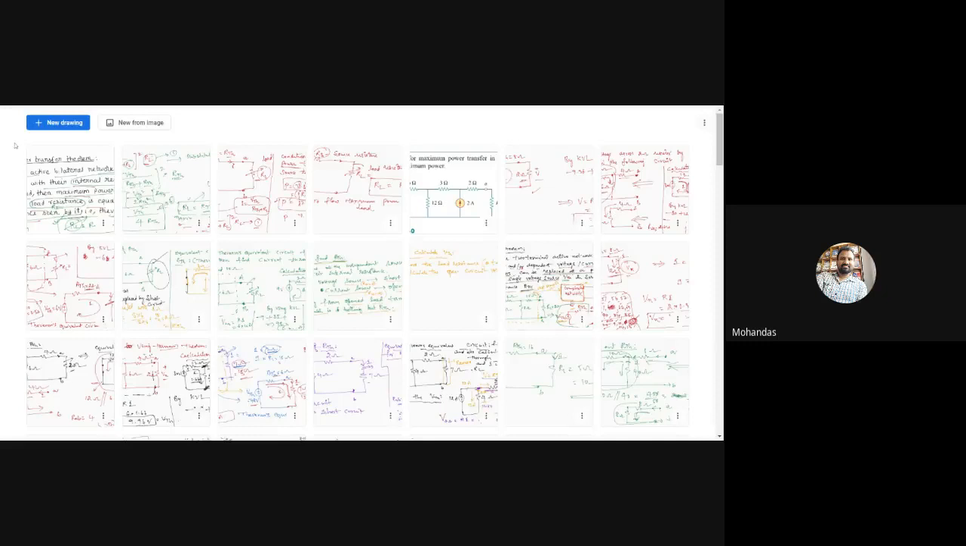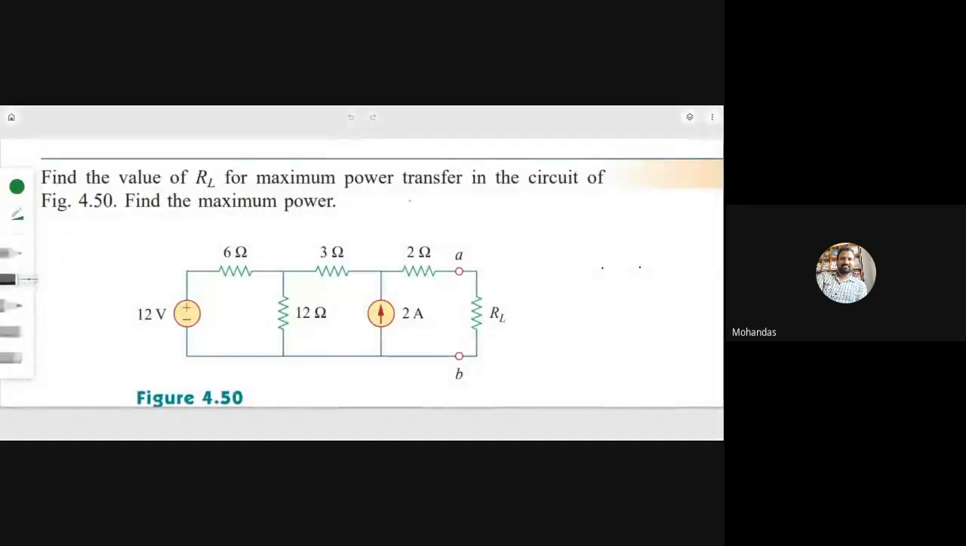Now let us do a problem on it. All of you note down this problem. Please everybody note down this problem. If you do this problem, then you will get clarity on this theorem.